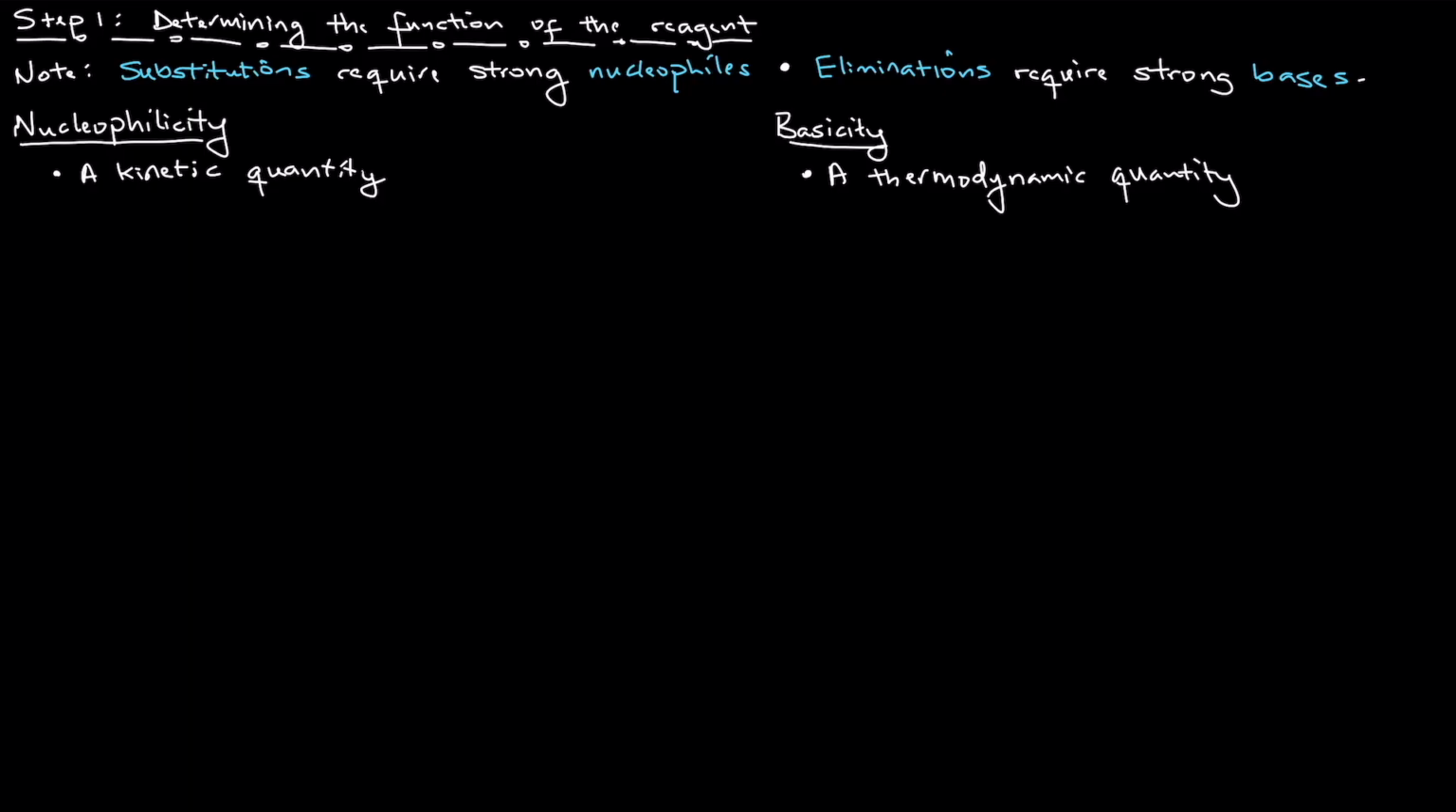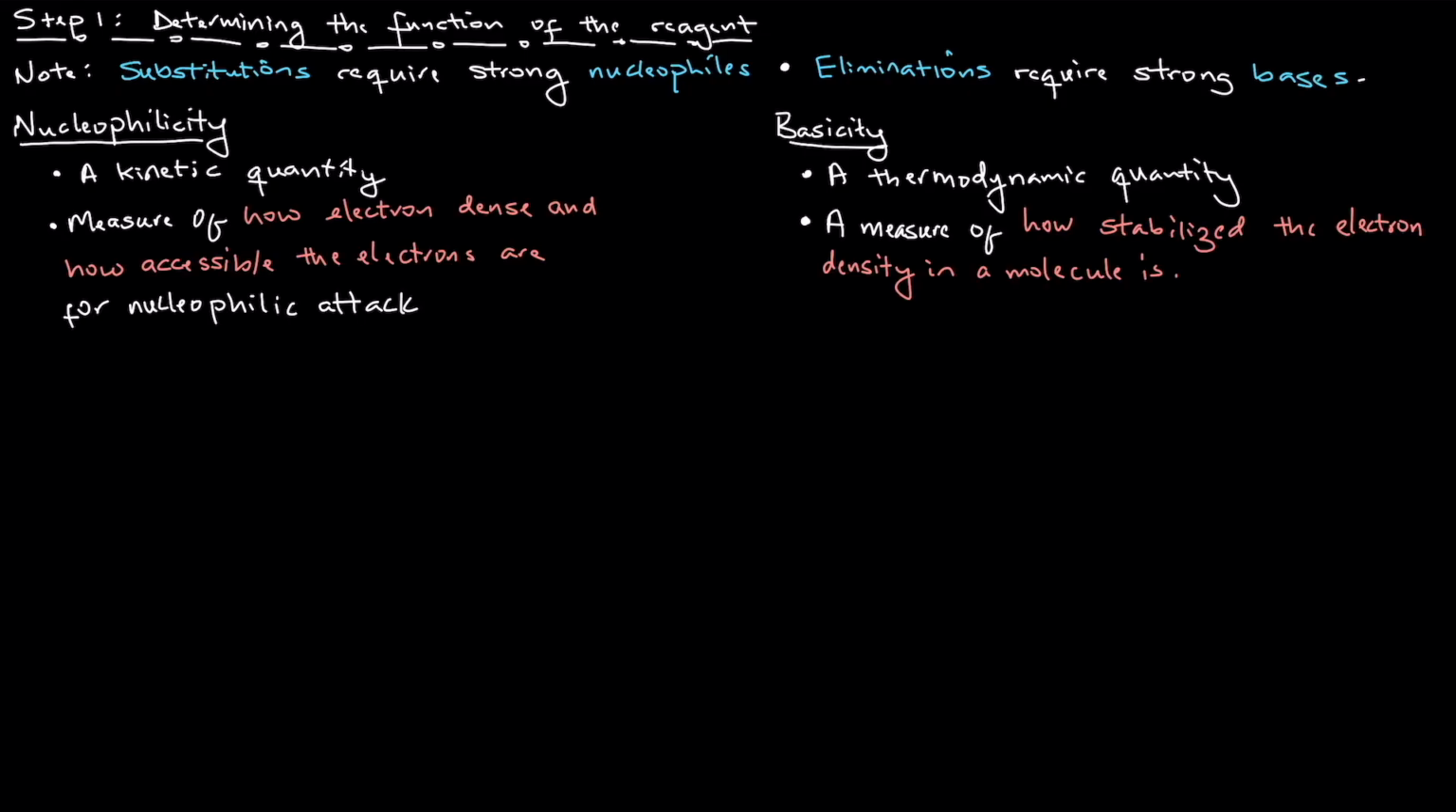The first of which is that nucleophilicity is a kinetic quantity and basicity is a thermodynamic quantity. So one is about rates and one is about equilibrium. And also, nucleophilicity is a measure of how electron dense and how accessible the electrons are towards nucleophilic attack. Meanwhile, basicity is a measure of how stabilized that electron density is in a molecule. So once again, nucleophilicity is talking about a kinetic quantity, a pathway, and the other is talking about stability and a thermodynamic quantity.